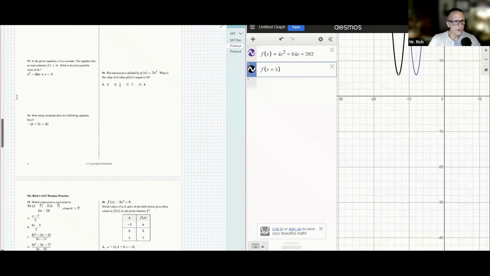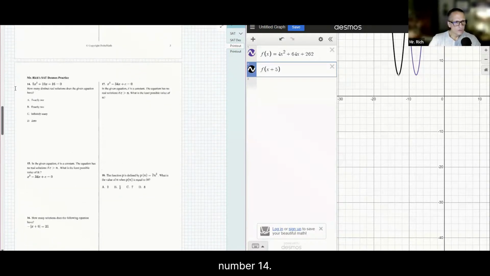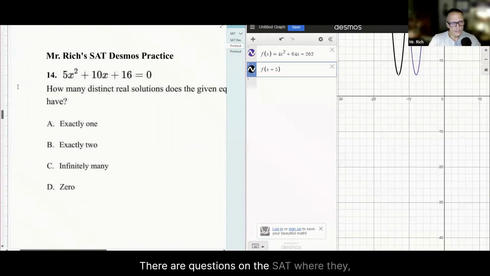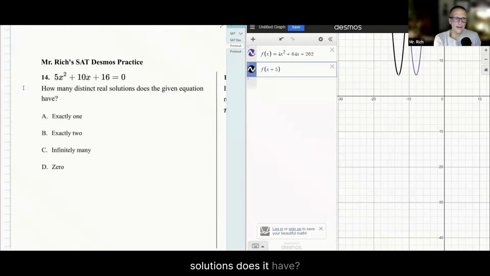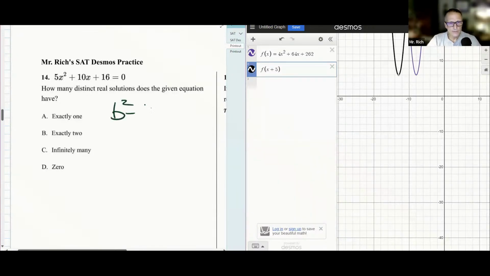Let's take a look at numbers of solutions. Let's look at number 14. There are questions on the SAT where they present an equation and they ask you how many solutions it has. They're asking me how many distinct real solutions. Since it's a quadratic, this would require me to calculate b squared minus 4ac. That is the discriminant. If the discriminant is positive, it's got 2 real solutions. If it's 0, it's got 1. If it's negative, it's got none.